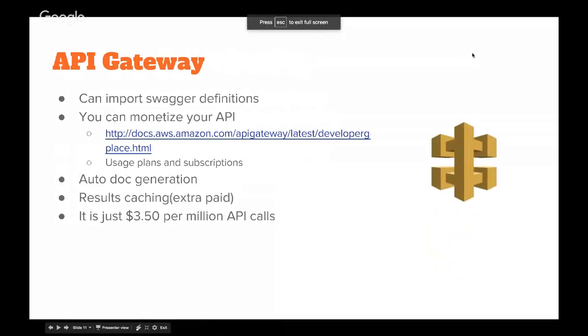So yeah, as we said, it was okay. We can import Swagger definitions or export them. Fun fact is you can monetize your API. You can sell it. You can make it public and sell usage plans for your API calls. So if you have ideas to reuse an SQS pipeline or something like this, you can do it and sell it.